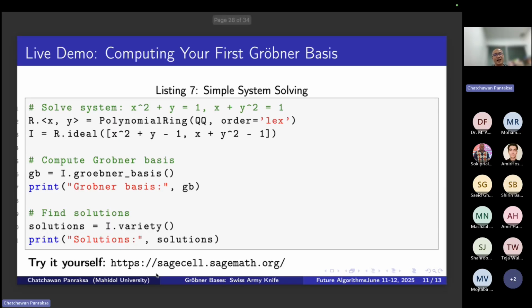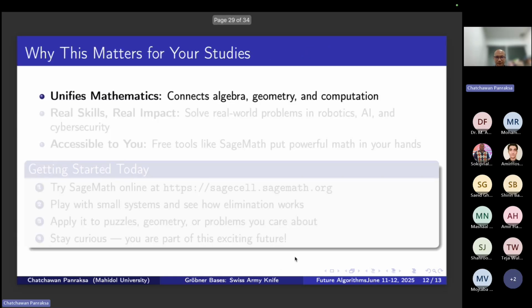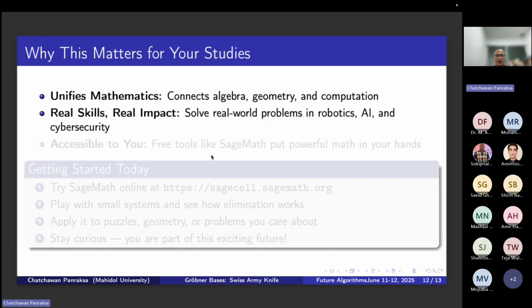Or you can try right now if you already have a problem about a system of polynomials. You can try Sage without installing the program on your computer. You can use this via sale.sagemath.org, or you can download it as well, and you can have another tool that can be used to solve maybe robotics problems.